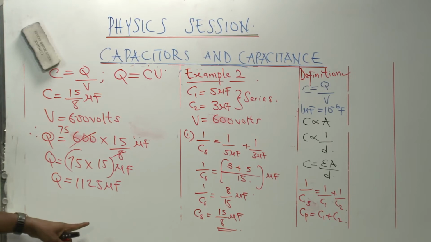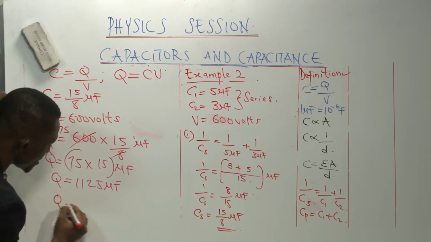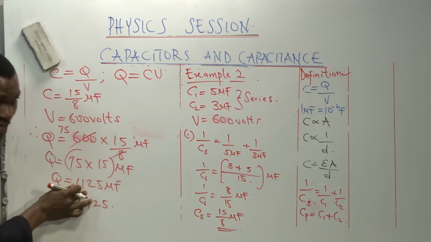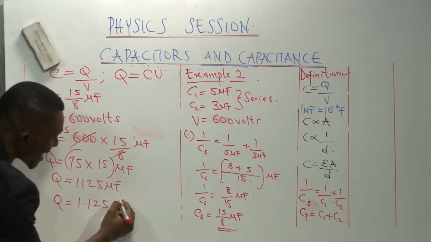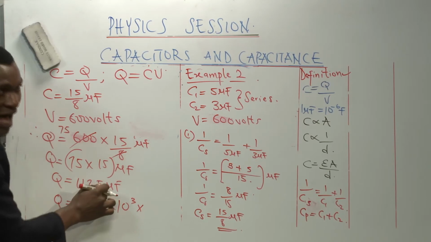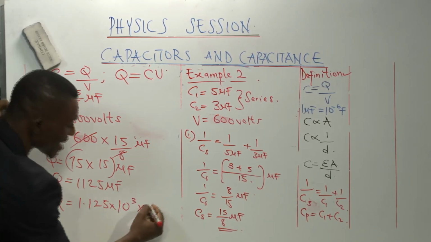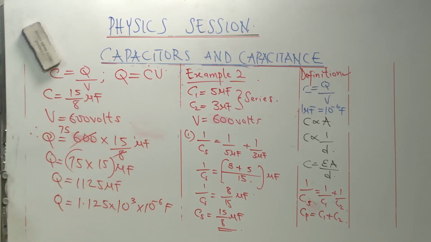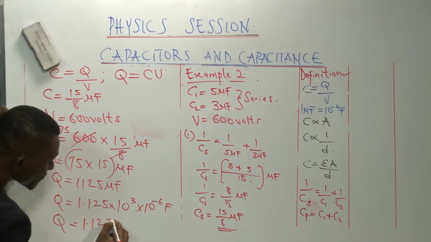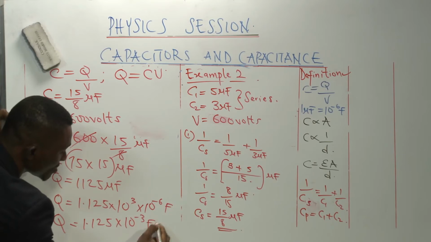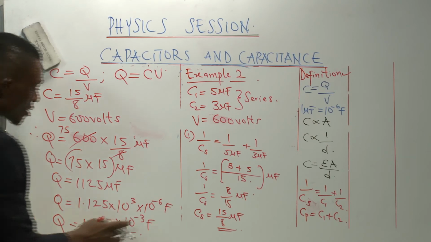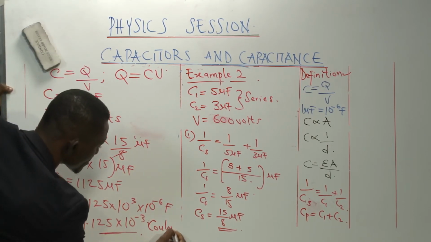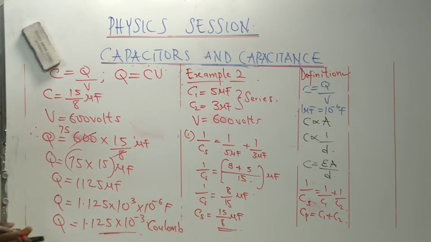So we can leave our answer like this, or we can write Q is equal to 1.125. Don't forget, all we want to do is to write our answer in standard form. So that will be 1.125 times 10 to the power of 3 times, I told you that the value of the micro is 10 to the power of minus 6 farad. So when we combine this and this together, 3 minus 6, we have 1.125 times 10 to the power of minus 3 farad, and this gives us the final answer. Sorry, that should be coulomb. The unit of the quantity of charge is what? Is coulomb. So that is that.